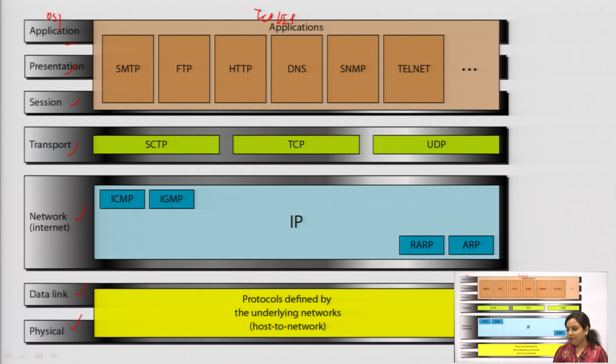Then when the data moves to the session layer, the header of the presentation and session layer will be added. At the transport layer, a header will be added and the data will be divided into different segments, and each segment has its own header, and the same header has to be used at the receiver side.